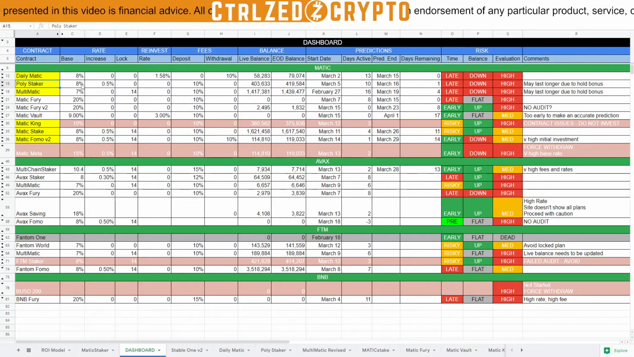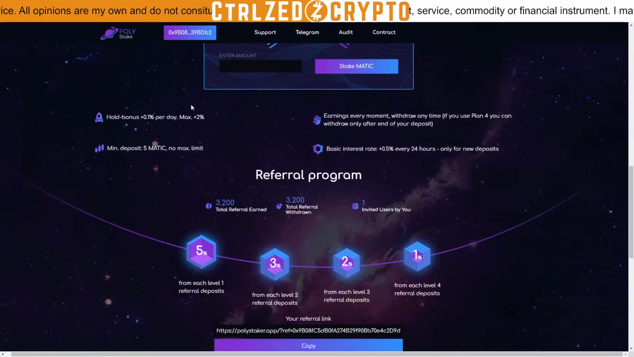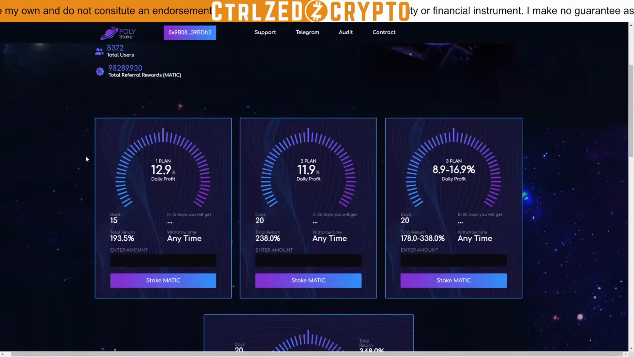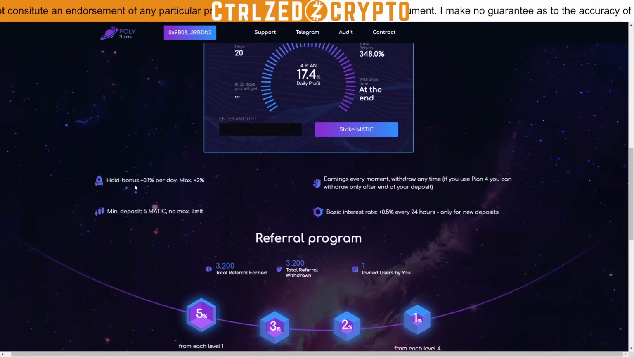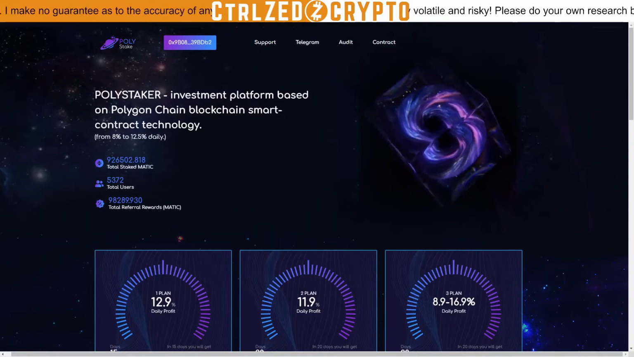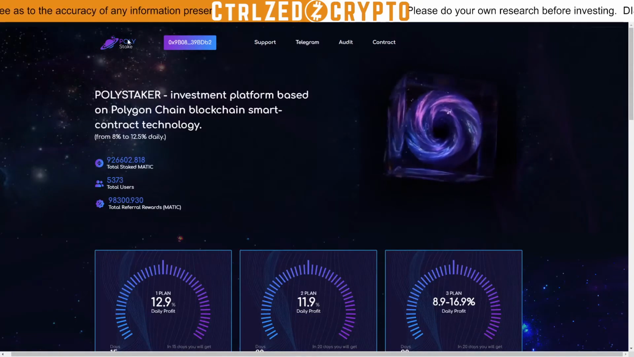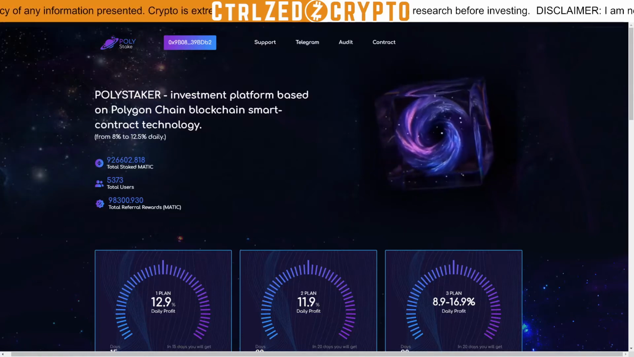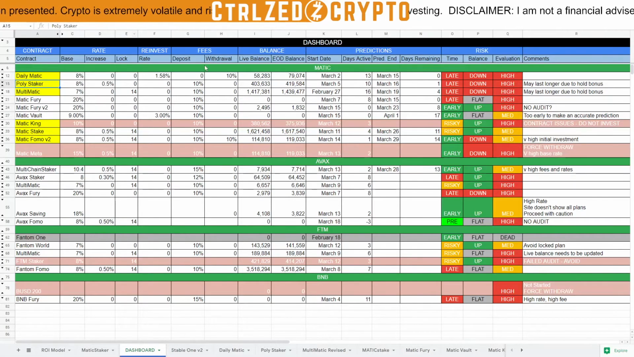Okay, let's have a look at Polystaker. Just to remind us what this is, it's one where you've got several different plans. And the interesting thing about Polystaker is you have this hold bonus. I actually made a withdrawal yesterday. I just decided that rather than hold out for an extra 1% or 0.1% a day, at that point I wanted to control my risk and make a withdrawal. But that hold bonus and the snooze function on some others, a lot of people are saying that it's going to be effective. I don't think it's going to be all that effective in prolonging these contracts.